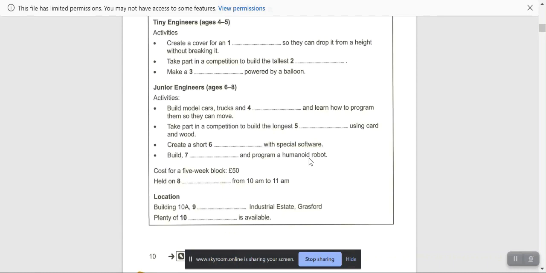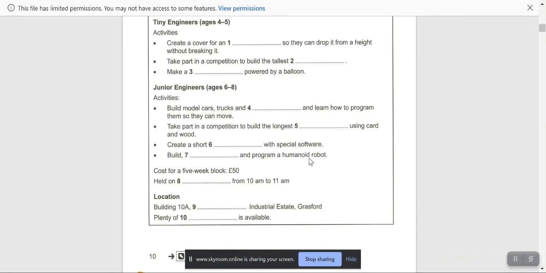So they work out how to build model vehicles, things like cars and trucks, but also how to construct animals using the same sorts of material and technique. And then they learn how they can program them and make them move. So they learn a bit of coding. They do. They pick it up really quickly. We're there to help if they need it, but they learn from one another too.